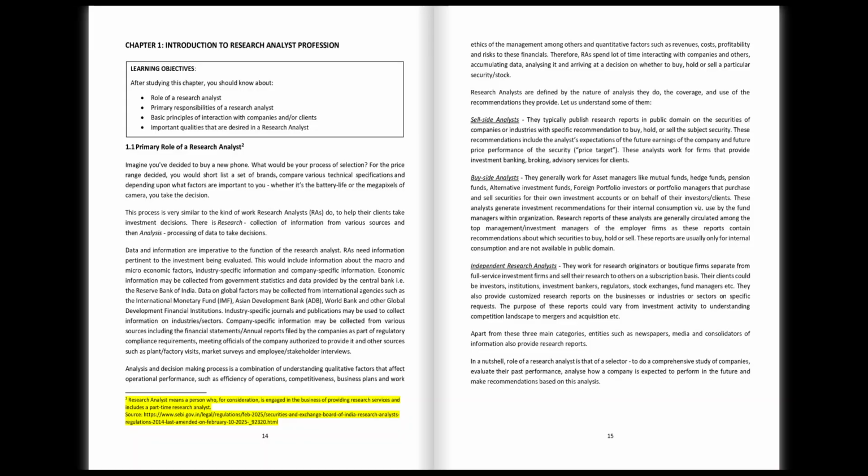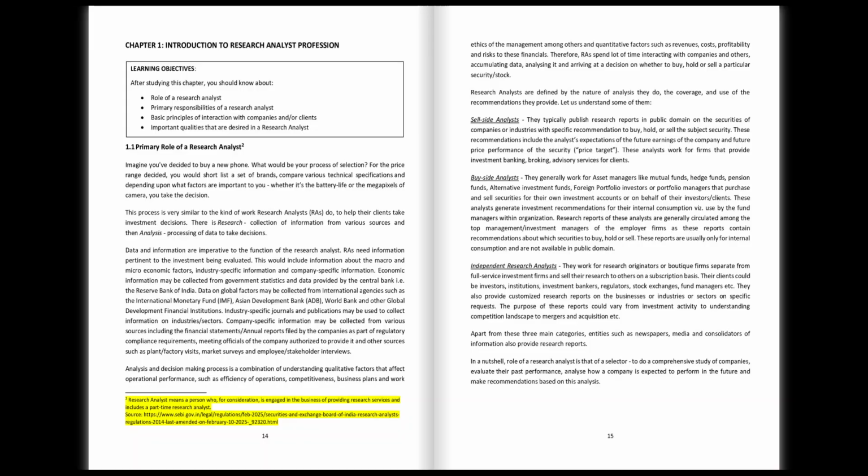Economic information may be collected from government statistics and data provided by the central bank, that is the Reserve Bank of India. Data on global factors may be collected from international agencies such as the International Monetary Fund, IMF, Asian Development Bank, ADB, World Bank, and other global development financial institutions. Industry-specific journals and publications may be used to collect information on industries/sectors.